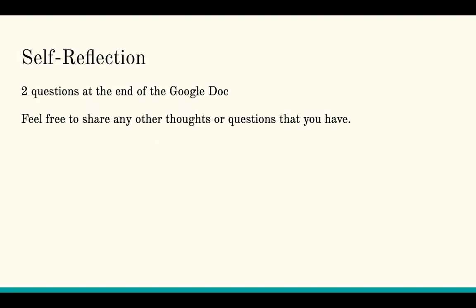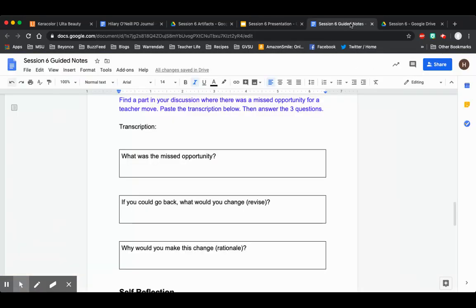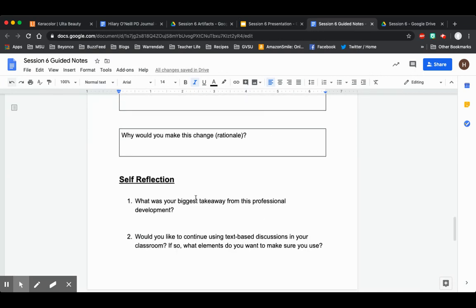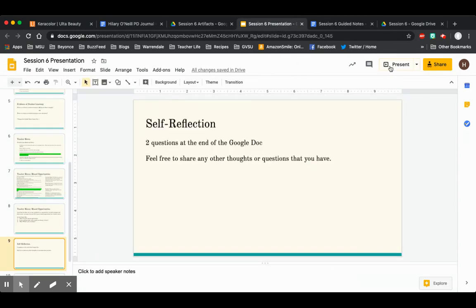Okay, the last thing is a self-reflection. There are just 2 questions at the very end of the Google Doc for you to reflect on the entire professional development. If there's anything else that you want to share with me, please do so. I'll just show you real quickly. Right under here, that's the self-reflection. And those are just the 2 questions I'm looking for you to answer.